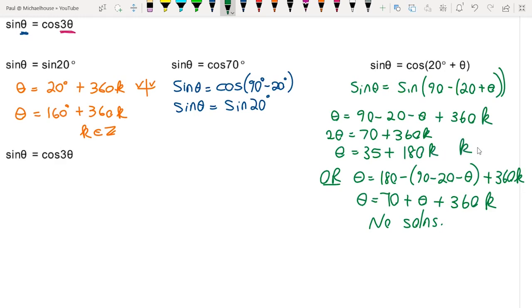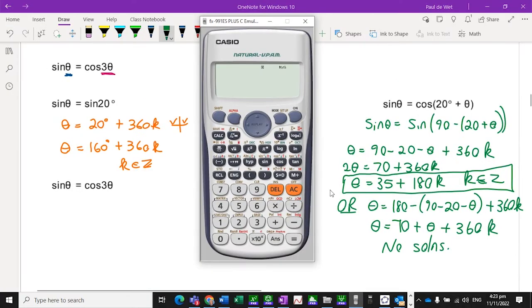And that's with k an element of Z. When I've solved one of these equations, I'm always tempted just to check a solution. So for example, I'm going to calculate a solution here with k equals minus 1. So it'll be 35 minus 180. So I'm suggesting that negative 145 is a solution. I'm now going to put that negative 145 right back into the original equation and just check if the left-hand side and the right-hand side are the same.